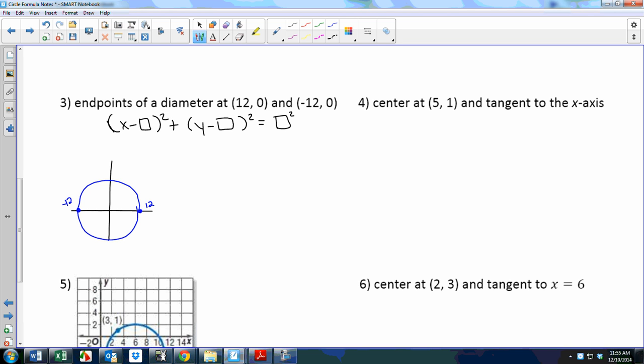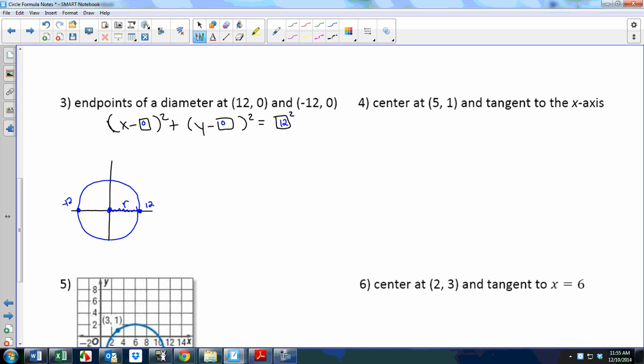So what's your h, k? What's the center? Yeah, 0, 0. The center of your circle is 0, 0. And what's the radius? This is a geometry concept. The radius is from there to there, from the center to the edge. So how long is that radius? Yeah, 12.